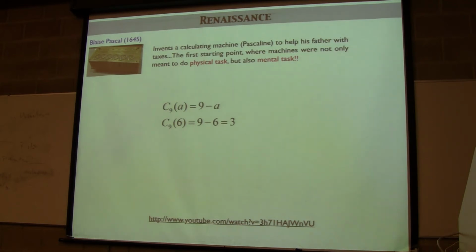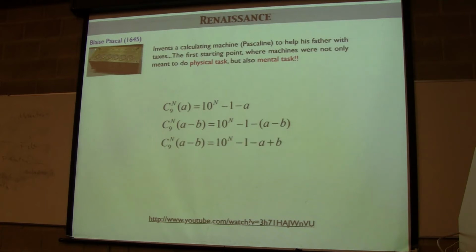In a calculator with n dials, the 9's complement of a number a is 10 raised to the nth power minus 1 minus a. And therefore, the 9's complement of a minus b is 10 to the nth power minus 1 minus a minus b, which is equal to 10 to the nth power minus 1 minus a plus b, which is equal to the 9's complement of a plus b.